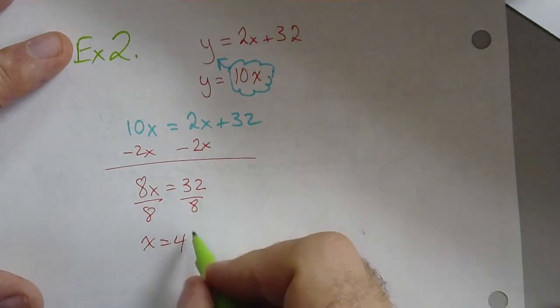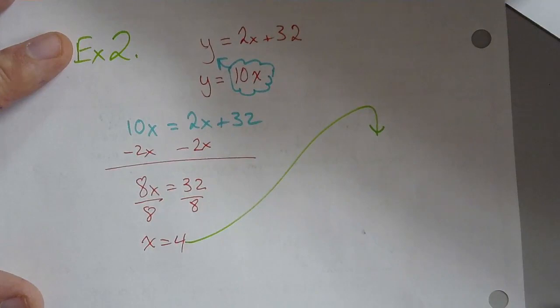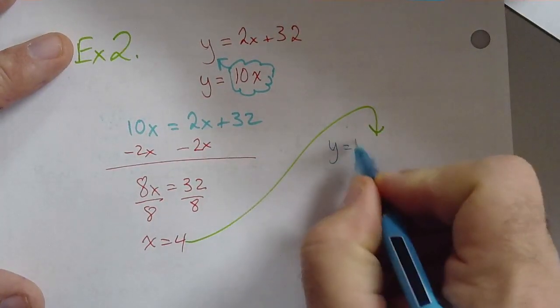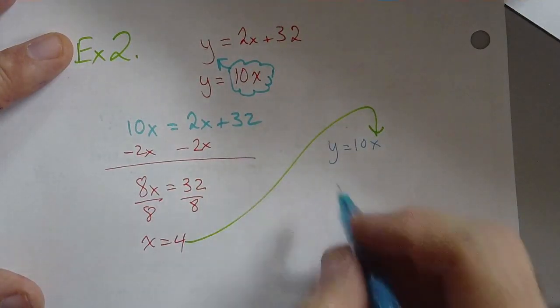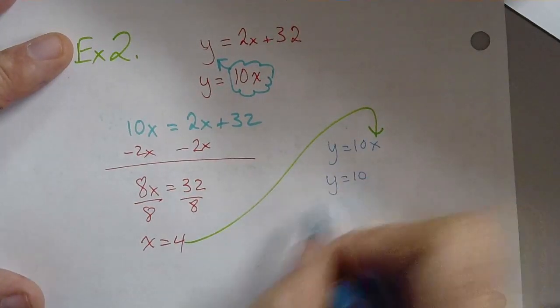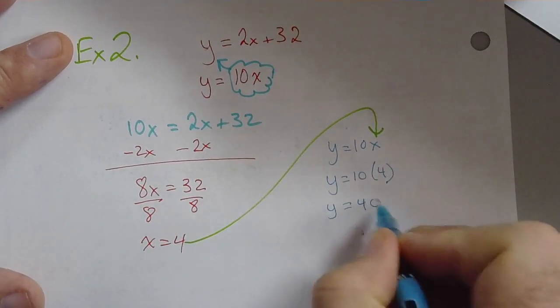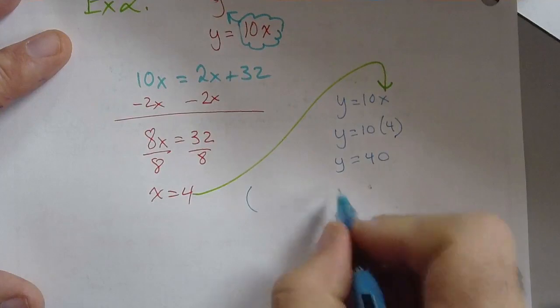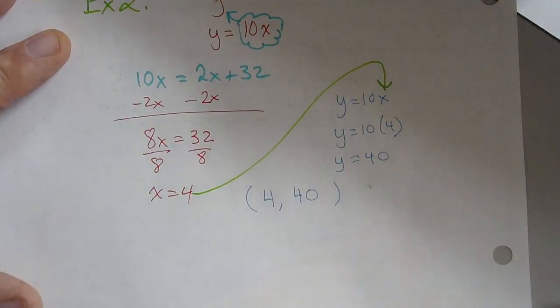Now for that 4, I'm going to put it into one of these two equations. We can choose whichever one we want. I'm going to use y equals 10x. See how I did that? I lined it up so it met the arrow. Y equals 10 times 4. Y equals 40. So now we have an ordered pair where x is 4 and y is 40.